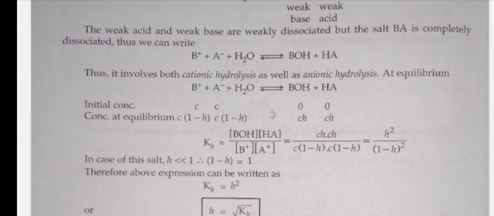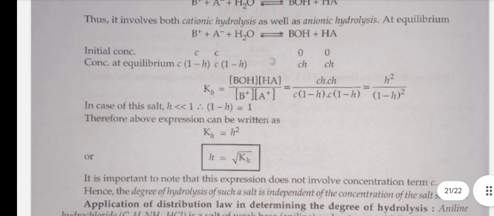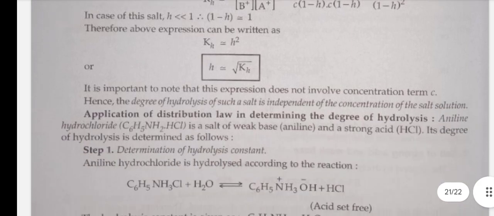At equilibrium, the concentration of reactants is C and products are 0. The concentration at equilibrium becomes, for reactants, C(1 − h), and for products, Ch, which gives us Kh = h²/(1 − h)². In the case of this salt, h is much smaller than 1, thus 1 − h is equal to 1. Therefore, the above expression can be written as Kh = h², h = root of Kh.